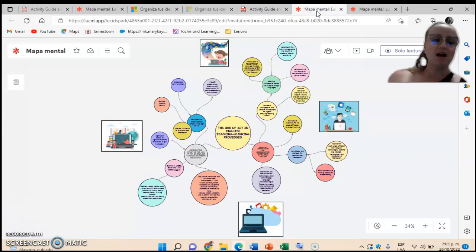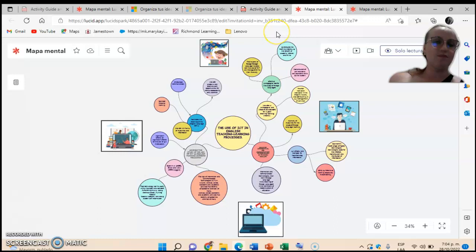My mind map has relevant information about the use of ICT in the English teaching learning process by identifying the advantage and benefit of technology in the learning process. We can appreciate how fundamental they are because we can improve listening, reading, writing, monologue, and conversation skill.